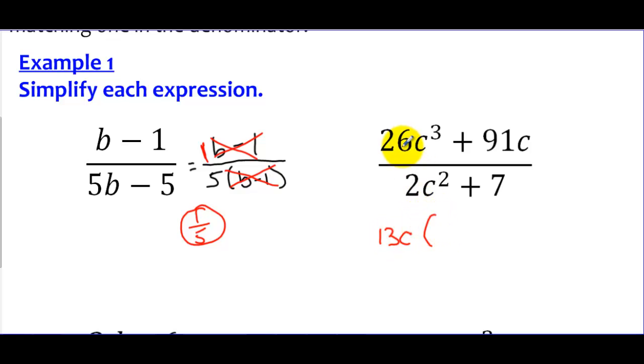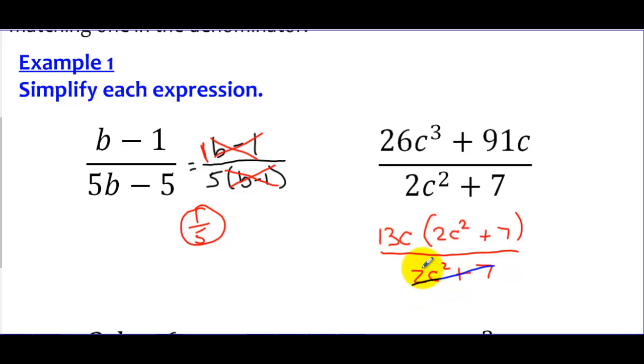Well, 13 to get back to 26 is a 2. And I had 3 C's, 1's out here, so I got to leave 2 inside. Well, 13C to turn into 91, that looks like times 7. Okay? And then on the bottom, I have one of these as well, 2c squared plus 7. This one doesn't factor, right? There's no common factors between 2 and 7. There isn't a c in common, right? So that's as factored as this one gets.